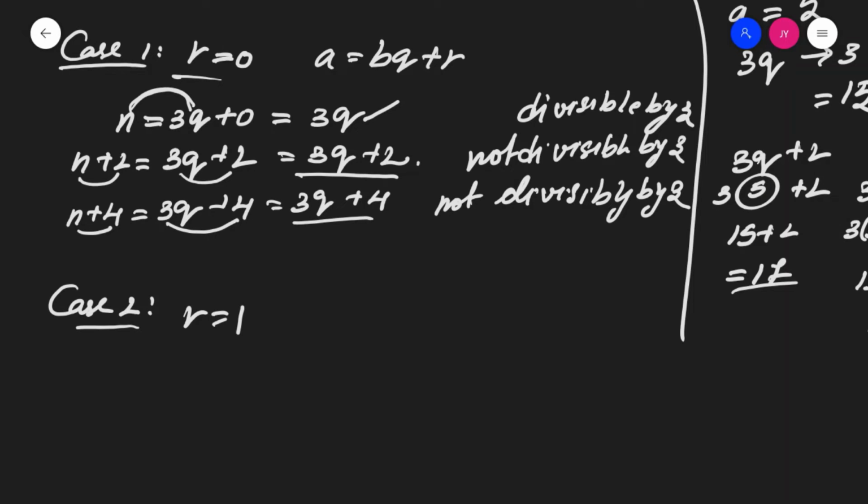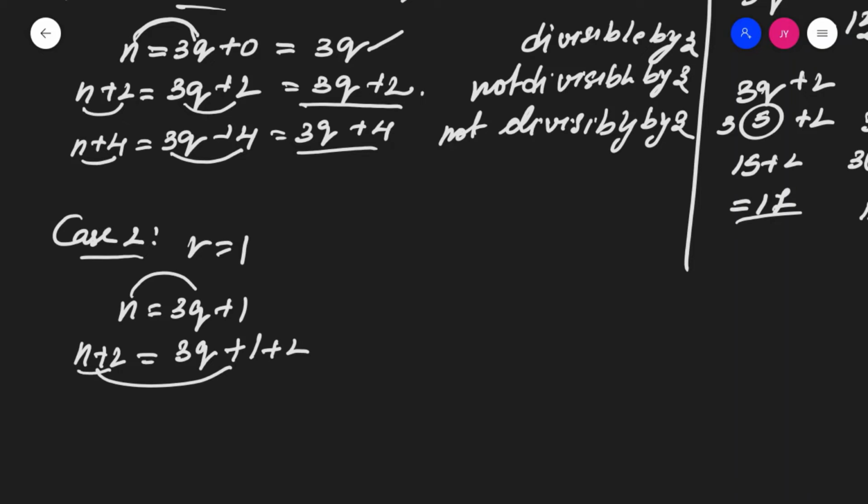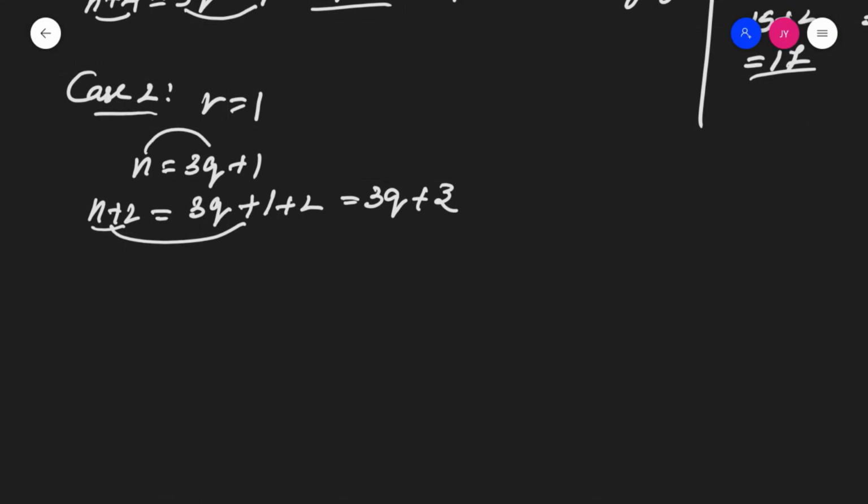When r is equal to 1, then n is equal to 3q plus 1. Next, n plus 2 is equal to 3q plus 1 plus 2, because when n is equal to 3q plus 1, n plus 2 is equal to 3q plus 1 plus 2. It will be 3q plus 3. Next, n plus 4, the final one. Then it's going to be 3q plus 1 plus 4, which is 3q plus 5.